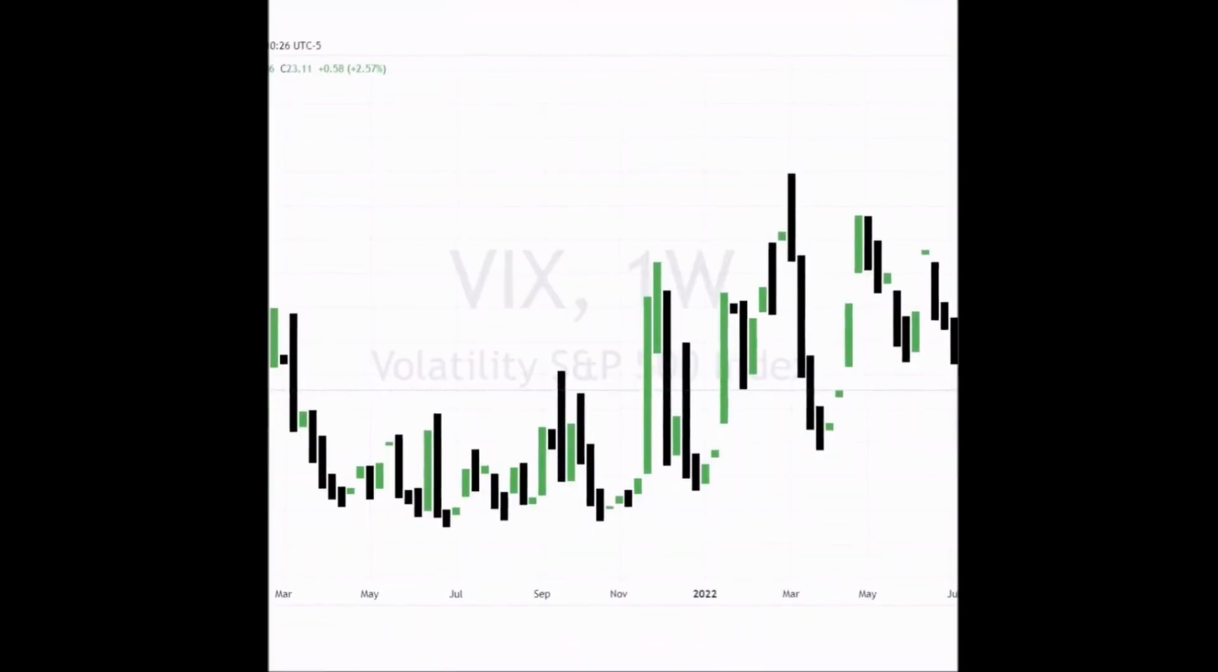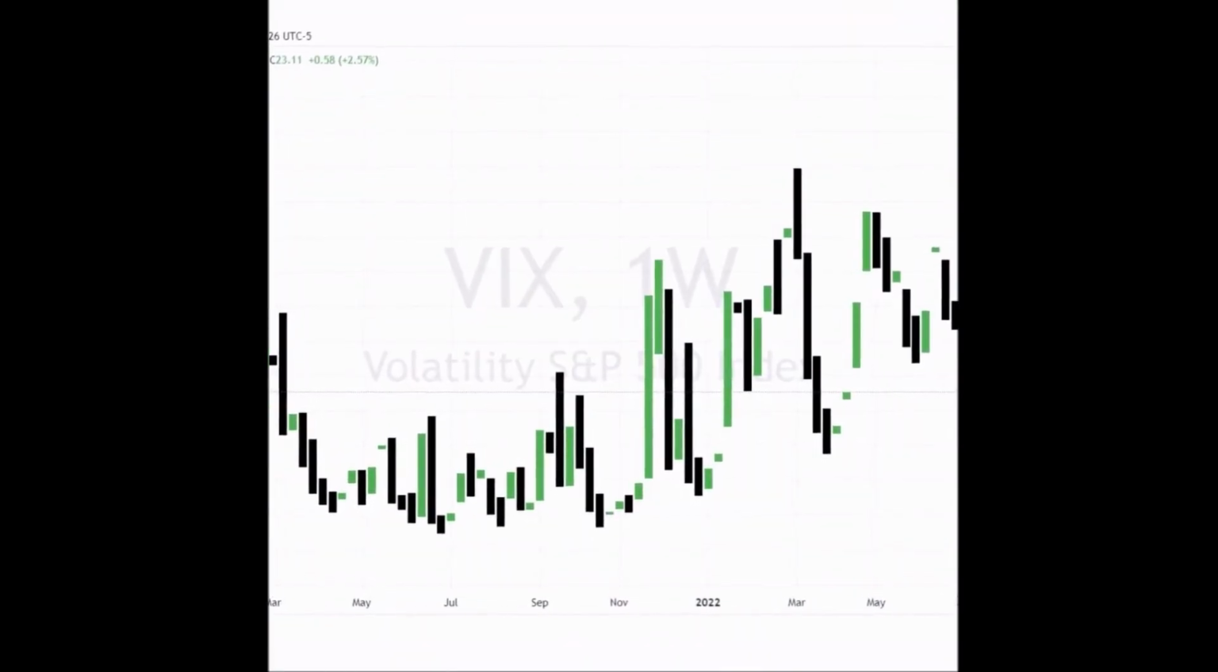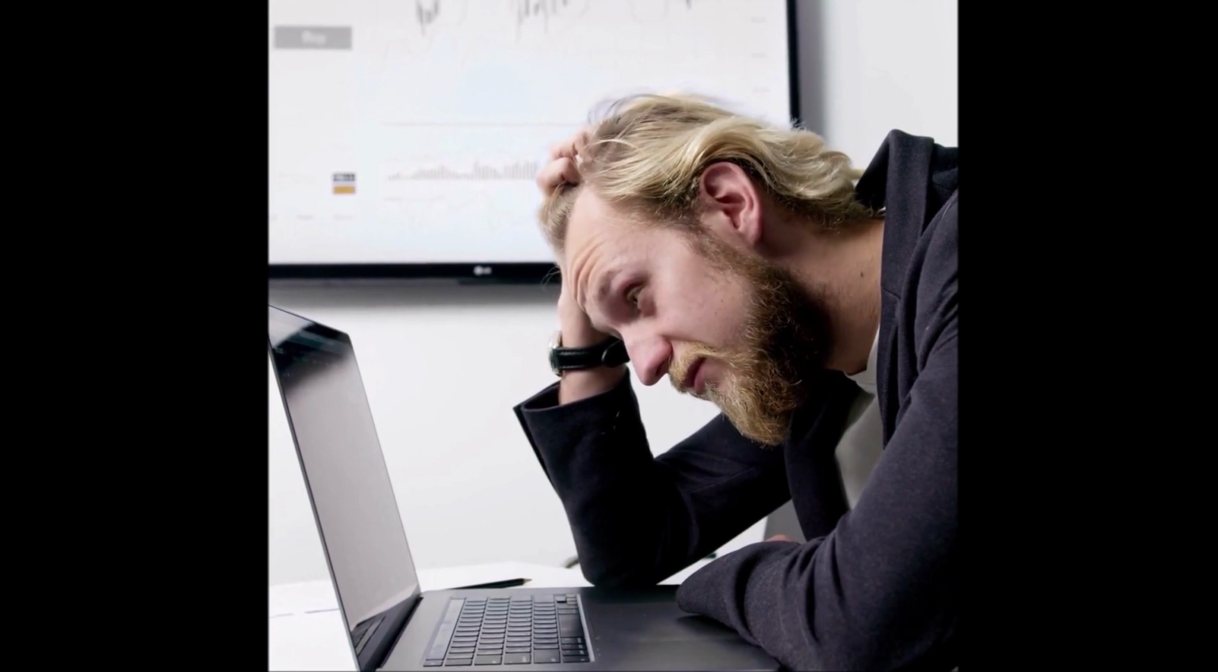The Volatility Index, or VIX. The VIX measures how much volatility professional investors think the stock market will experience over the next 30 days. It is used to make predictions on the future performance of the stock market.